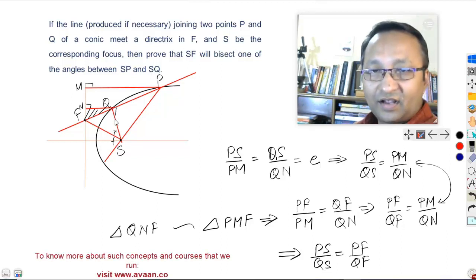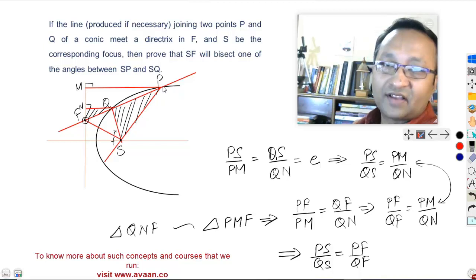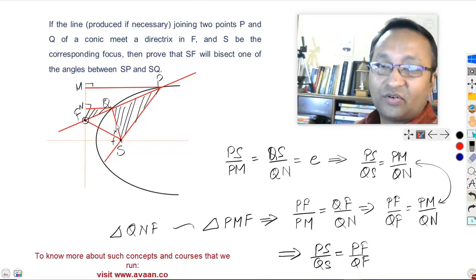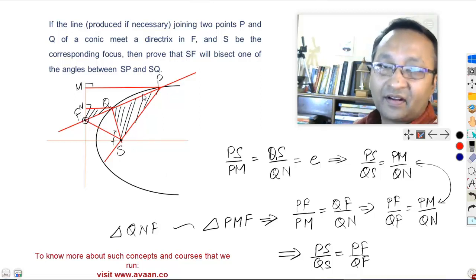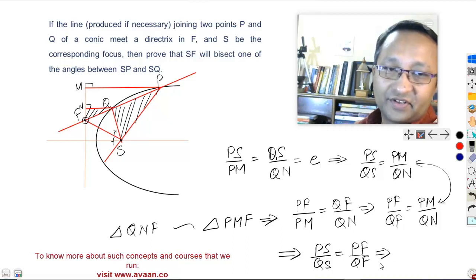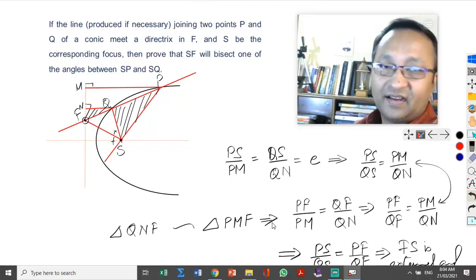Now have a look at triangle PSQ. F is a point on extended PQ such that PF is to QF, that is ratio in which the point F's side cuts the opposite side in an external ratio is the ratio of sides containing the angle. So this is sufficient to say that FS is the external angle bisector, and we get a result.